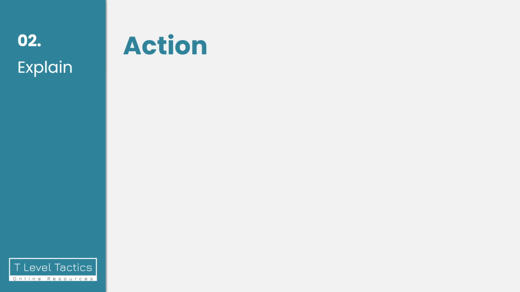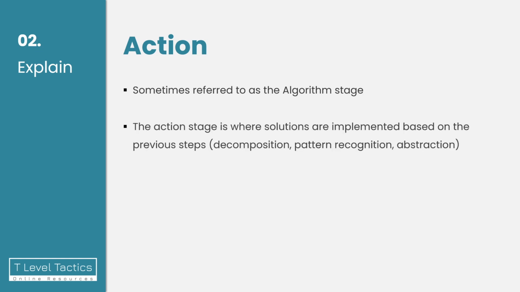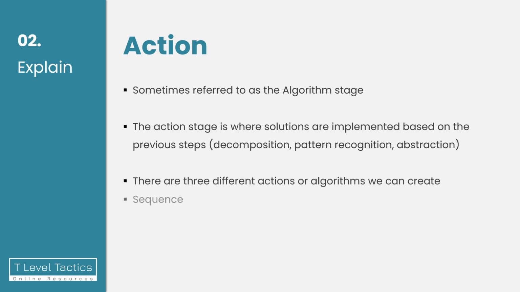The fourth stage of computational thinking is action, sometimes referred to as the algorithm stage. And the action stage is where solutions are implemented based on the previous steps we've carried out. And this is where we identify 3 different types of actions that we might want to use, or 3 different algorithms: sequences, selections, and iterations.